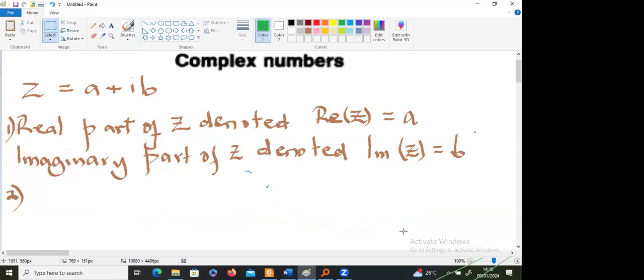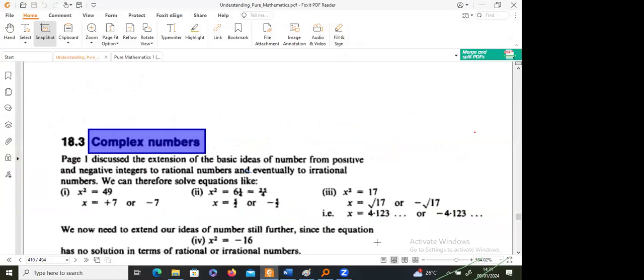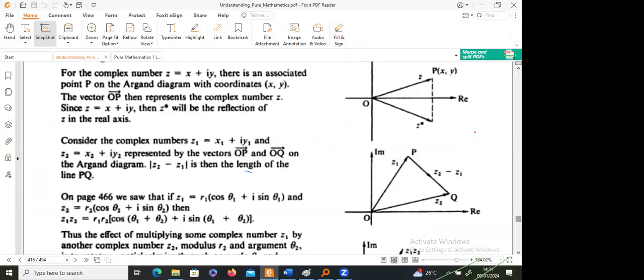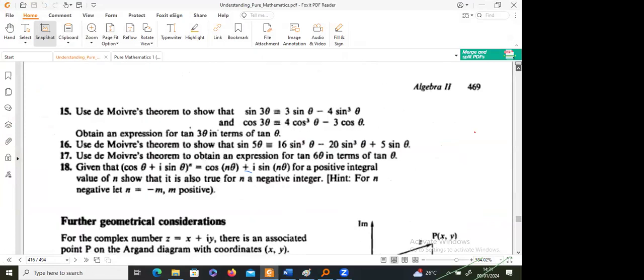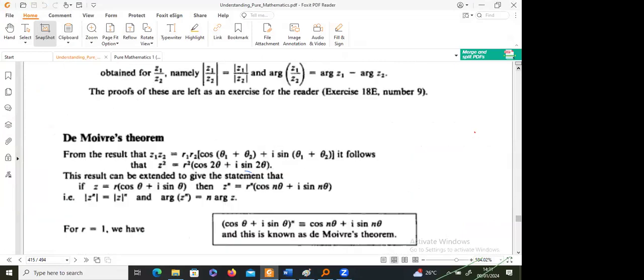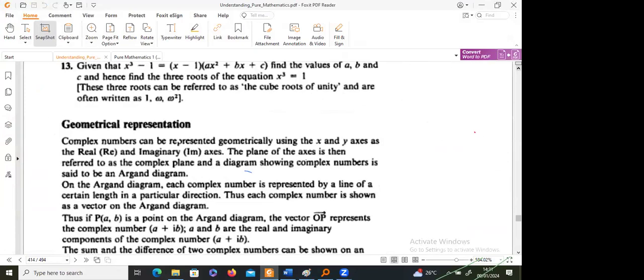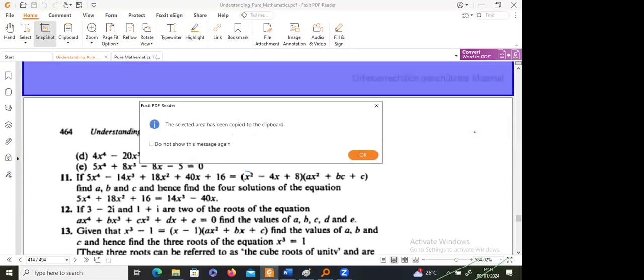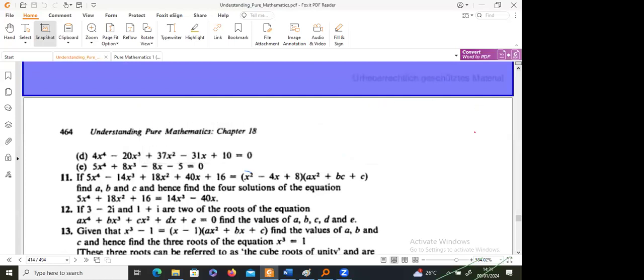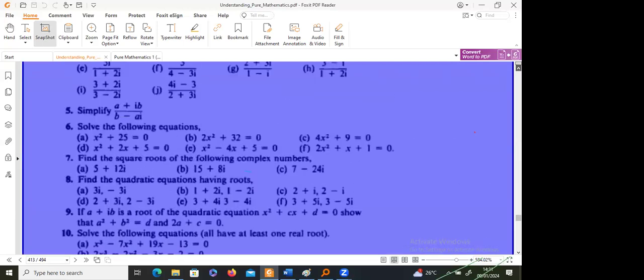Now, what is the second note that I want? I hope you can see my screen. The second note that I want comes from your Sadler. Those of you who have Sadler, you can see those small things that I want you to take a note of. I wanted this small thing here.